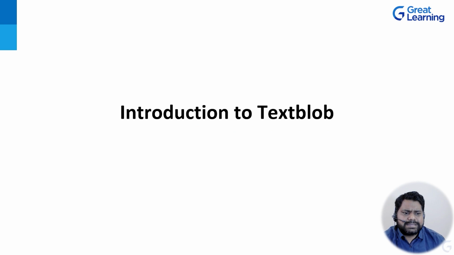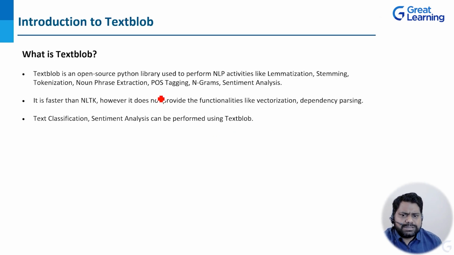So now let's come to what Textblob is. Textblob is an open source Python library which is used for ML activities like lemmatization, stemming, tokenization, noun phrase extraction, POS tagging, n-grams, and sentiment analysis. So what are n-grams? Since we didn't discuss it, let's take an example to understand it.